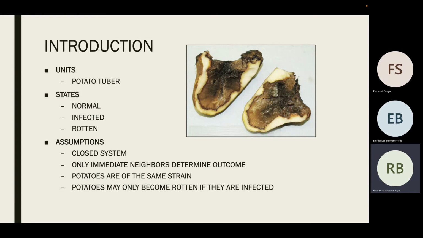The first one is we are considering a closed system. The second, only immediate neighbors determine the outcome. Third assumption, potatoes are of the same strain. And finally, potatoes may only become rotten if they are infected.